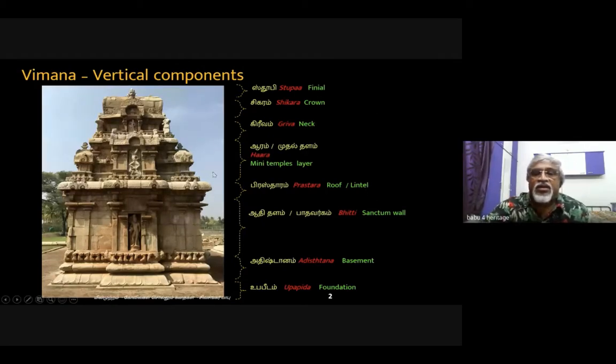But when we start expanding and making it bigger and taller, we need to add a lot of layers in the middle. These layers are called Hara, which is a collection of mini temples or edicules. So these are the 3 mini edicules which form the second tier. This is the base tier and it is the first level. So total two-tier temple. We call it a Dvitala. Dvi means two. Dvitala Vimana.